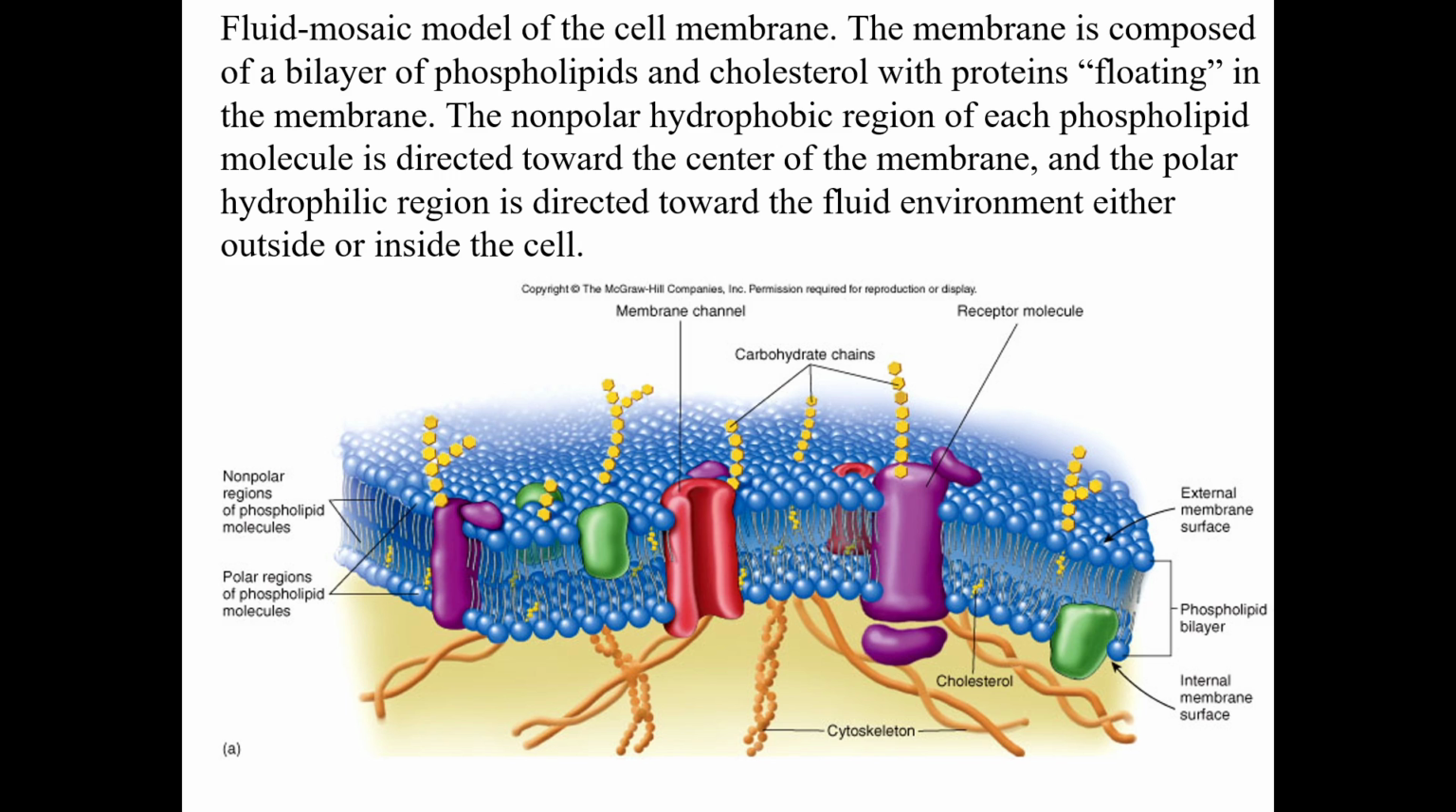In the fluid-mosaic model of the cell membrane, the membrane is composed of a bilayer of phospholipids and cholesterol with proteins floating in the membrane. The nonpolar hydrophobic region of each phospholipid is directed toward the center of the membrane, and the polar hydrophilic region is directed toward the fluid environment, either inside or outside the cell.